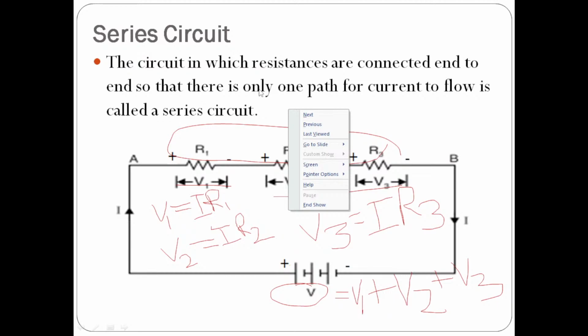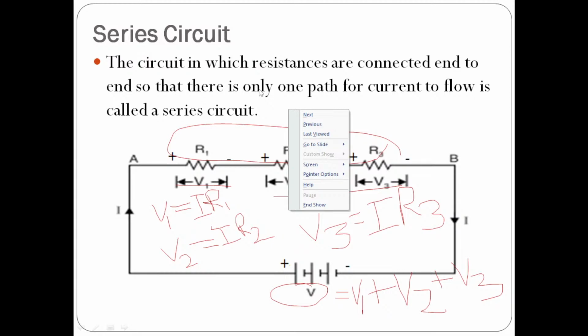Yeah, you can see here V is equal to what? V1 plus V2 plus V3. So what is V1? I into R1. V2 is I into R2. V3 is I into R3. So you can take I common. If you take I common, you can put R1 plus R2 plus R3 in a bracket, and you can send I to the other side. So it will become V by I is equal to R1 plus R2 plus R3.